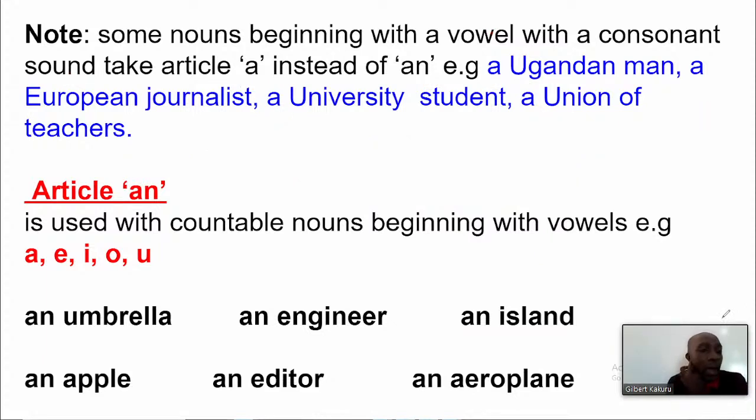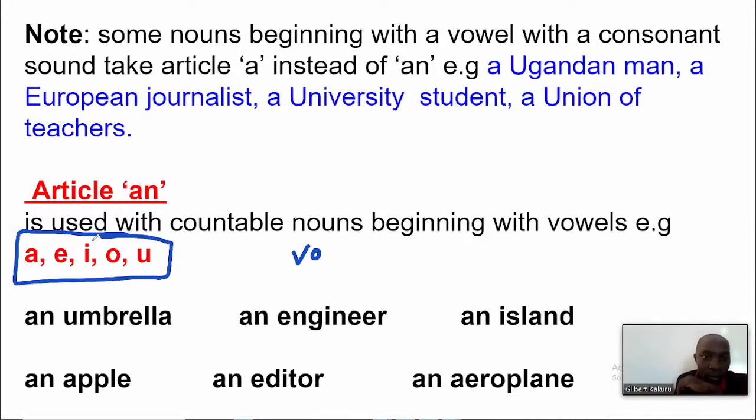Then we have article an. This one is different from article a. They have said article an is used with countable nouns beginning with vowels, e.g. these ones are easier: an umbrella, an engineer, an editor, an apple, an island, an aeroplane. I need more words here. Yes, raise up your hand and tell me some of the words which take article an. They begin with a vowel. I mean these ones here. These are vowels, and you use article an.